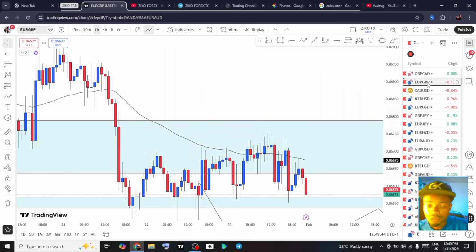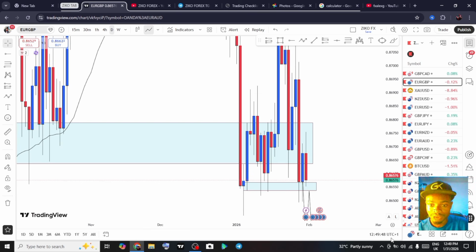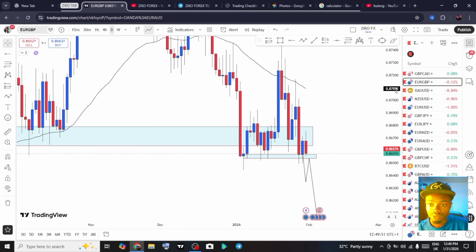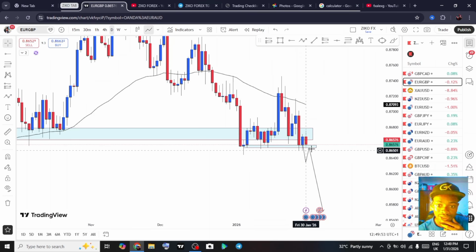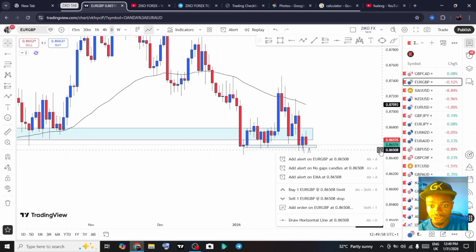Euro GBP. Now I've been waiting for this one for 2 weeks, so I just know what we are supposed to be doing. We are supposed to be selling this market, right? And what I need is a clean break and retest under this level. In fact, I'm putting my alert right now because as soon as market opens, I should be very interested.